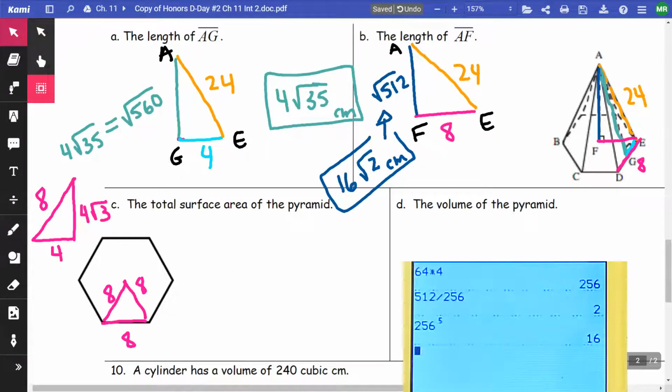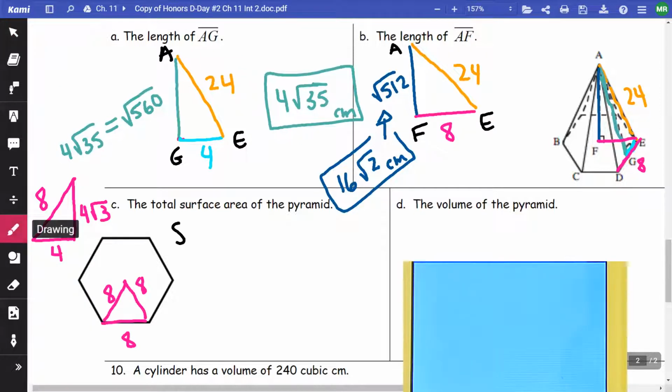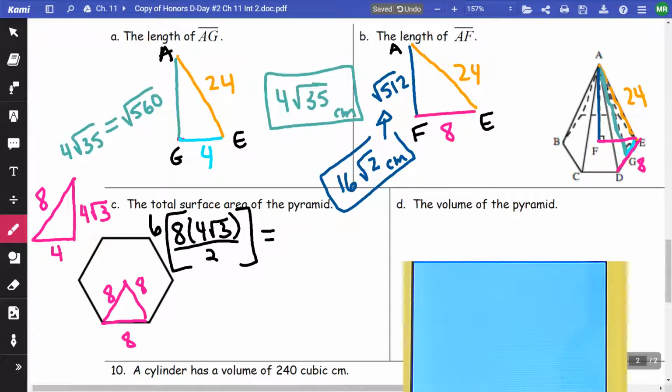So what that means for my area of this hexagon is that I'm going to be having 8, which is the base, times 4 root 3 divided by 2. That's one of these triangles. I have 6 of them to make up my hexagon. So if I clean that up, 6 times 8 times 4 divided by 2, I get 96 root 3 for the area of that hexagon.